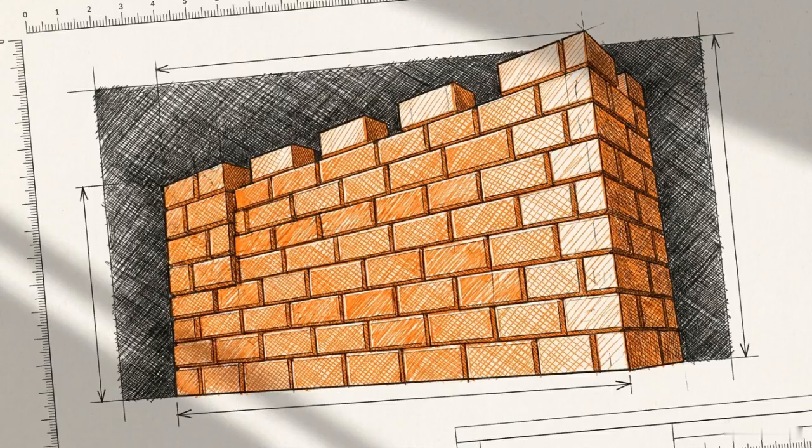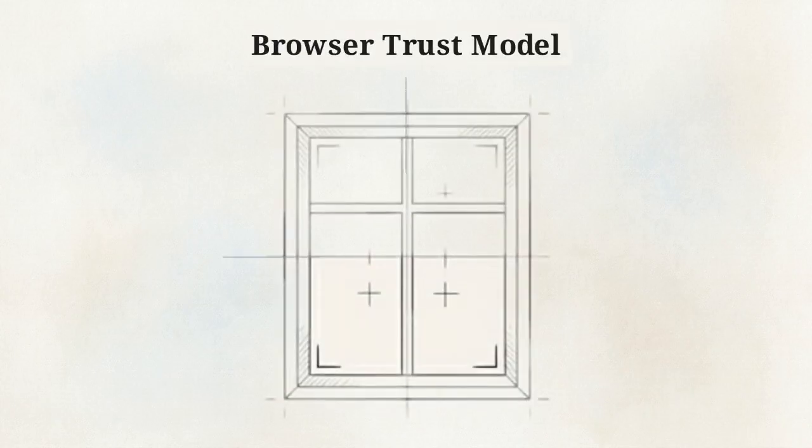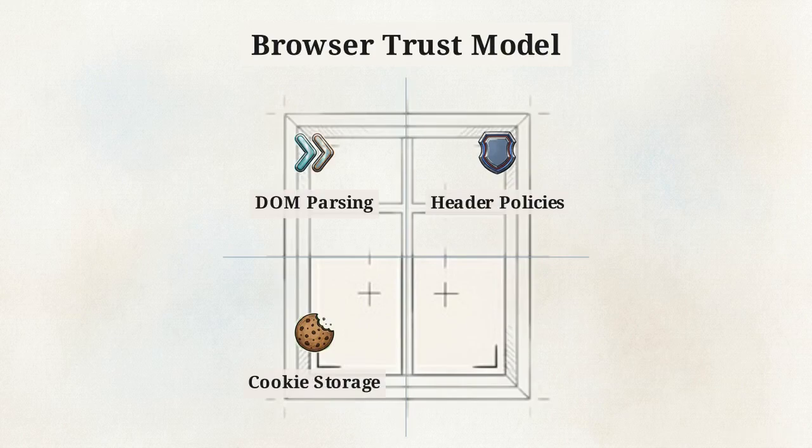Web security at this level rarely involves breaching external firewalls. It relies entirely on understanding and manipulating the browser's implicit trust model. We can map this trust model into 4 defensive zones: DOM parsing, header policies, cookie storage, and network protocols.